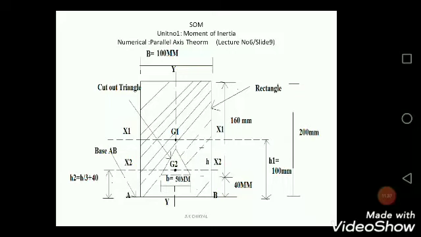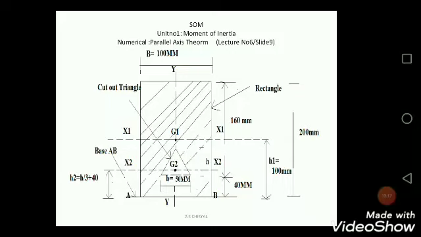Next, the distance between axis x2 and AB is given by H2. Now, what is H2 equal to? H divided by 3 plus 40. The 40 mm is already given. That is from the base of the triangle to the axis AB.